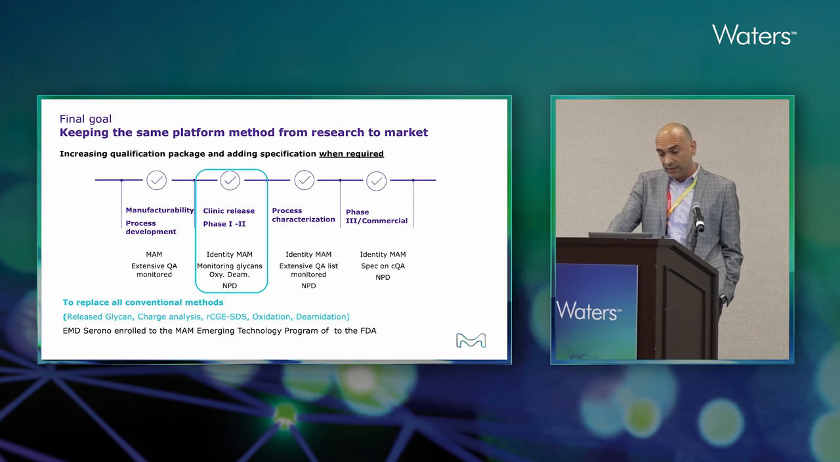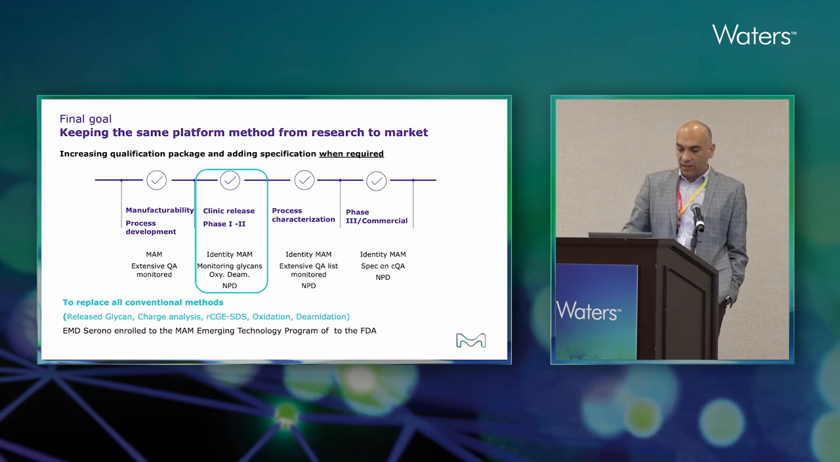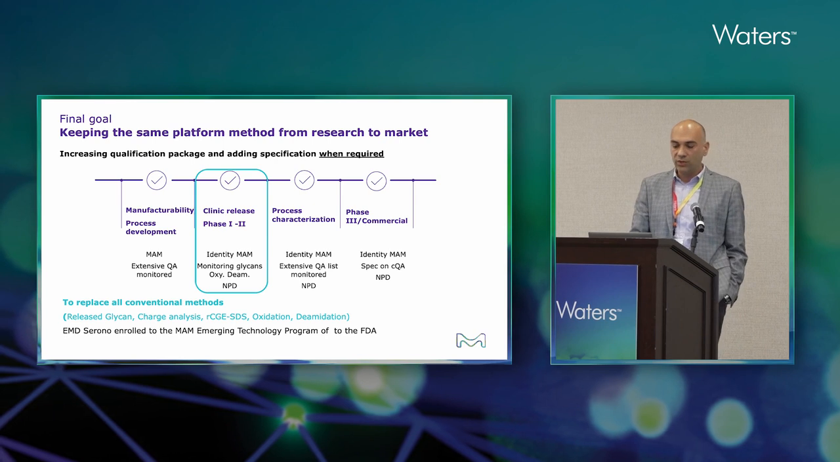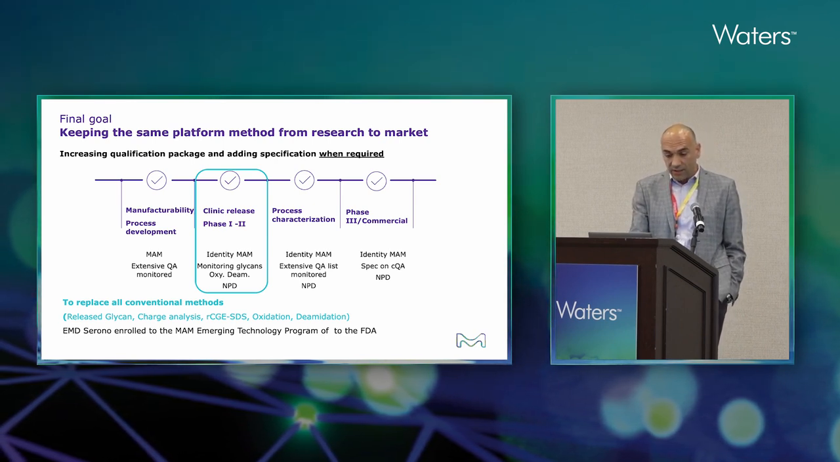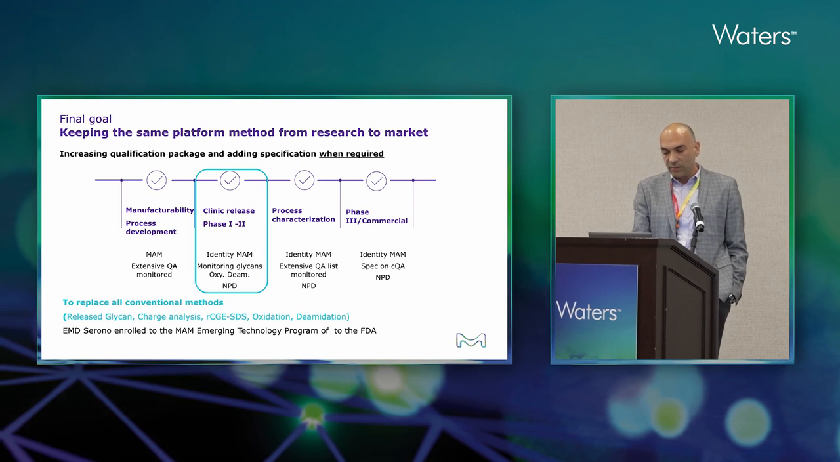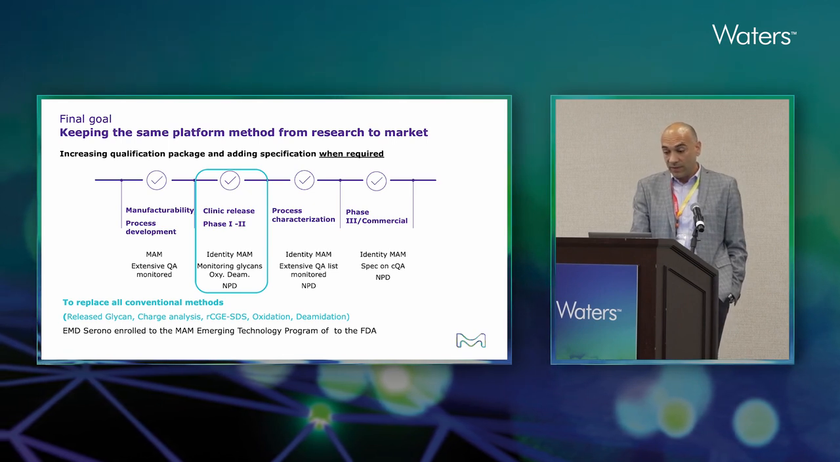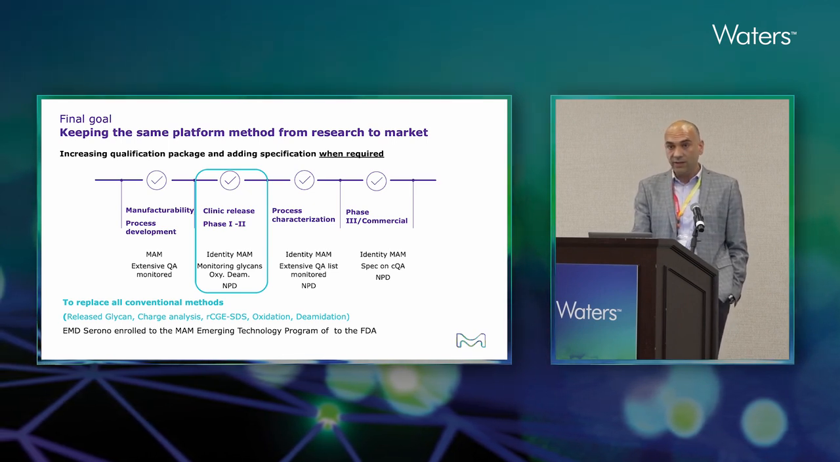Then there is process characterization. It's again a non-regulated activity, similar to process development. In phase 3 and commercial, you actually monitor modifications for which you have action limits and specifications. The idea clearly is to completely replace the conventional methods to save and invest in this new technology.